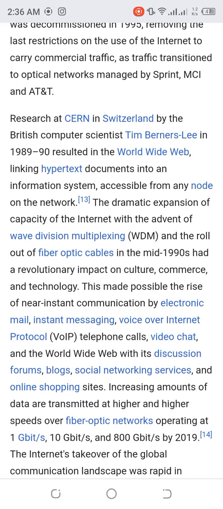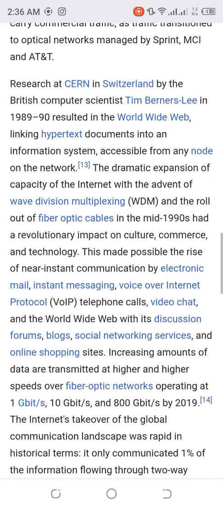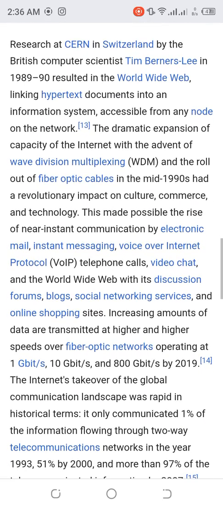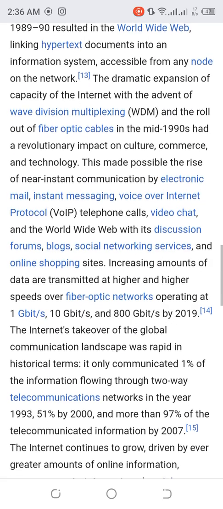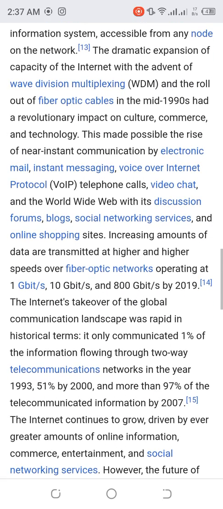Researchers at CERN in Switzerland, led by the British computer scientist Tim Berners-Lee in 1989, resulted in the World Wide Web, linking hypertext documents into an information system accessible from any node on the network.